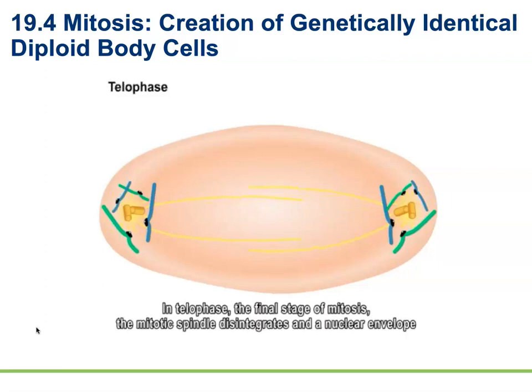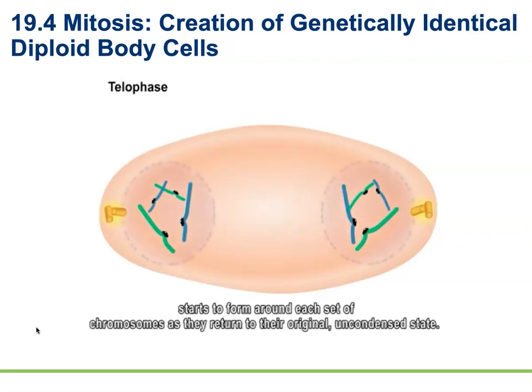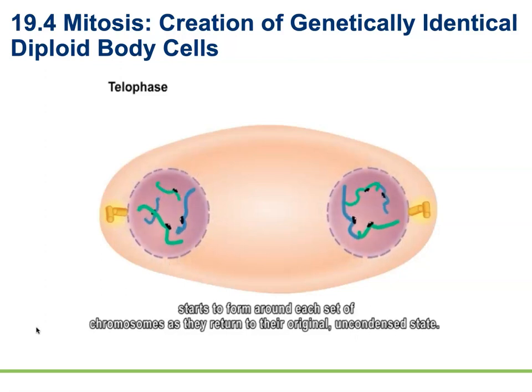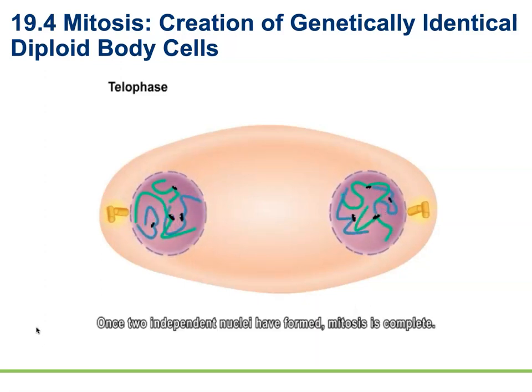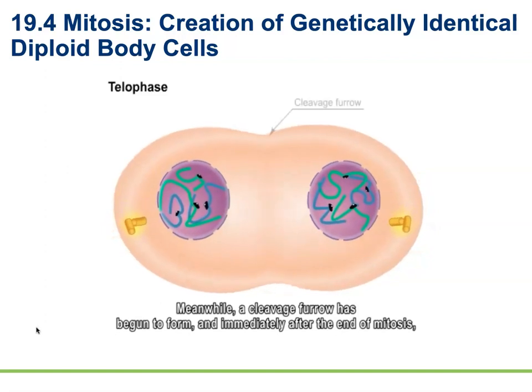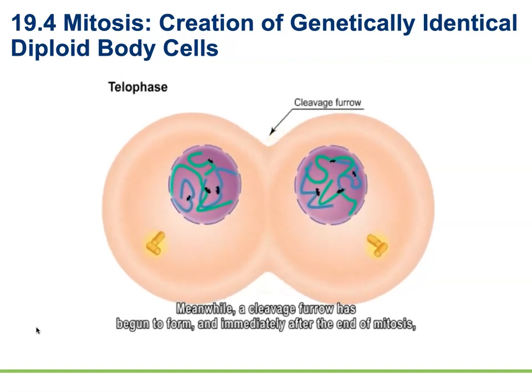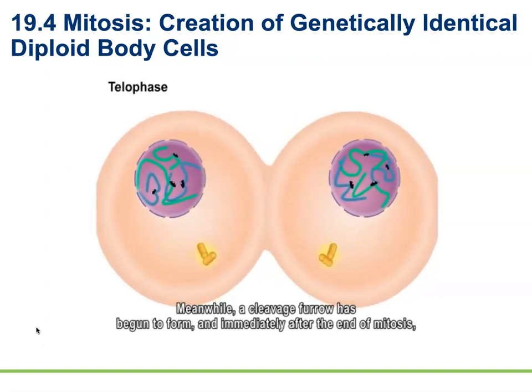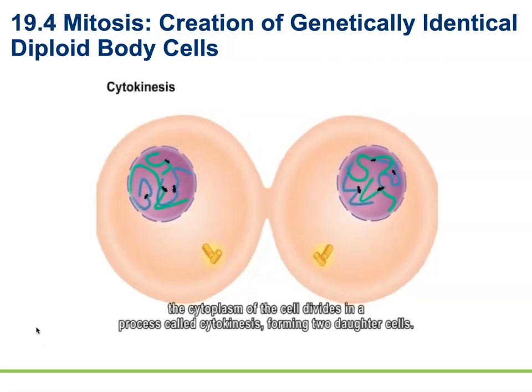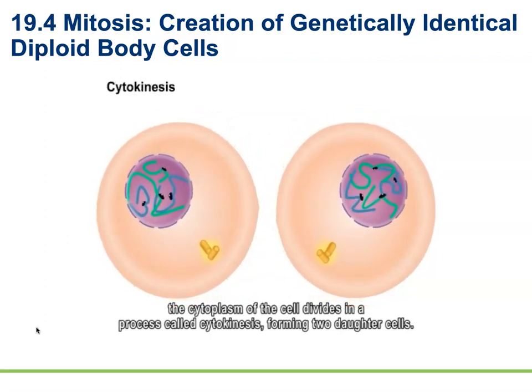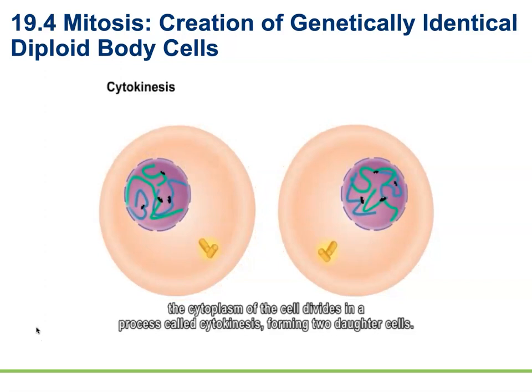In telophase, the final stage of mitosis, the mitotic spindle disintegrates, and a nuclear envelope starts to form around each set of chromosomes as they return to their original uncondensed state. Once two independent nuclei have formed, mitosis is complete. Meanwhile, a cleavage furrow has begun to form, and immediately after the end of mitosis, the cytoplasm of the cell divides in a process called cytokinesis, forming two daughter cells.